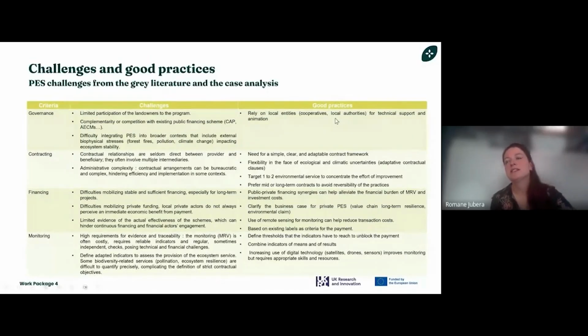For the good practices, what we see is that we need a simple, clear, and adaptable contractual framework. So this is something also we will try to provide in the WP4 task 4.2. There will be a need also for flexibility in the face of ecological and climatic uncertainties. So how to adapt the contractual clauses if there is some external stresses like forest fires or climate change, once again.